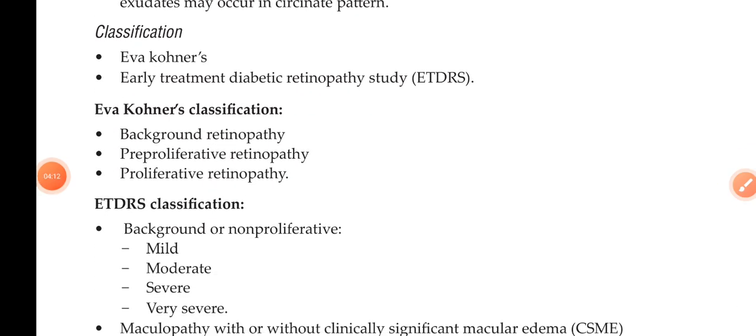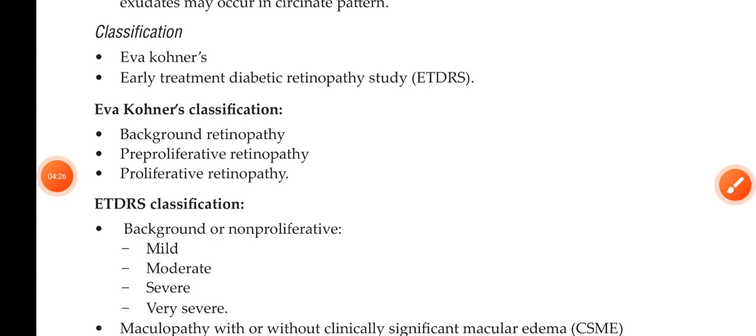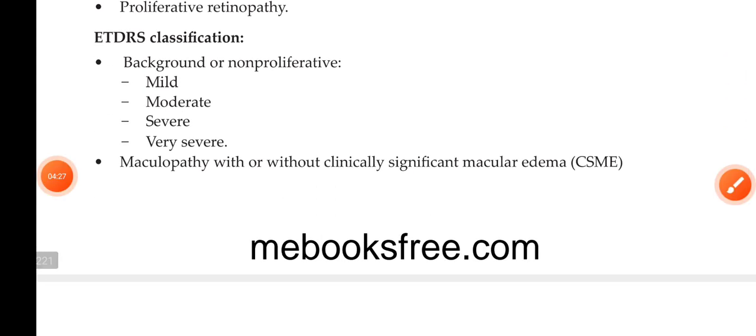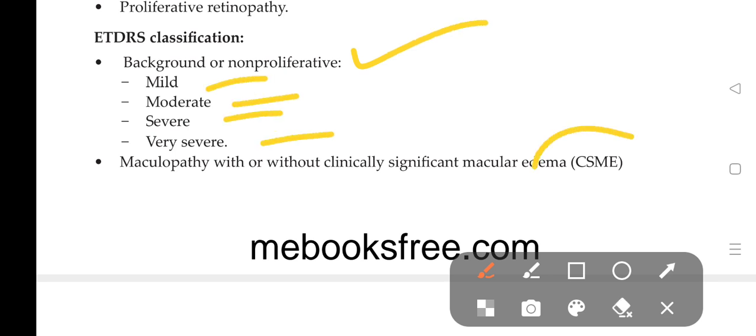Classification. There are two classifications: Early Connors classification and ETDRS classification. Connors classification is divided into background retinopathy, also known as non-proliferative retinopathy, then pre-proliferative and proliferative retinopathy. Three types. Now coming to ETDRS classification. ETDRS is divided into background or non-proliferative retinopathy. In that there are four: mild, moderate, severe, very severe. Another one is CSME, maculopathy with or without clinically significant macular edema.